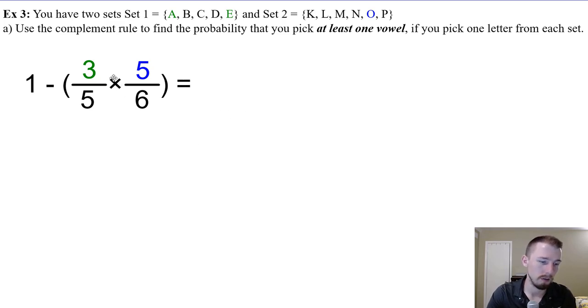All right, so what we can actually do on this one's kind of nice. We can reduce these fractions before we multiply, which is going to be 1/2. All right, so that's 0.5. 1 minus 0.5 is still going to be 0.5. So there's a 50% chance we'll get at least one vowel if we pick one from each set.